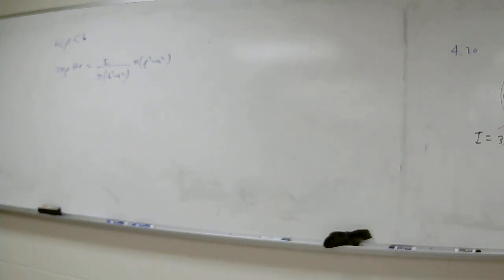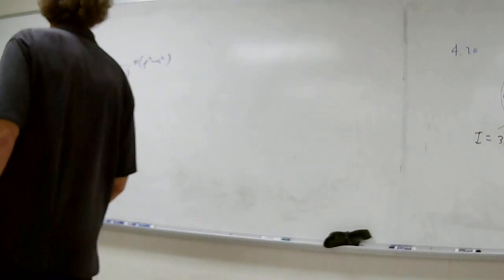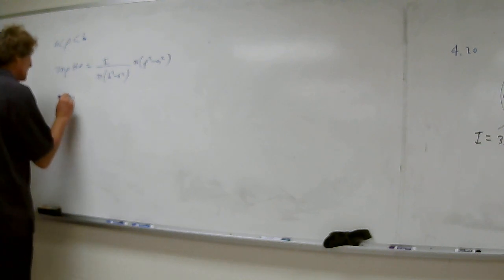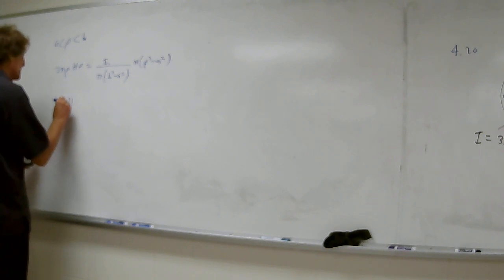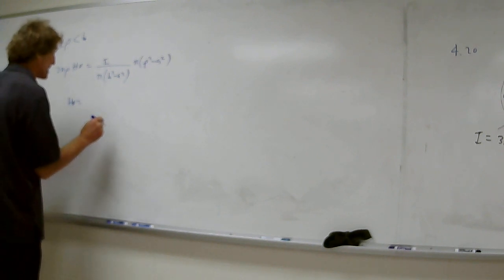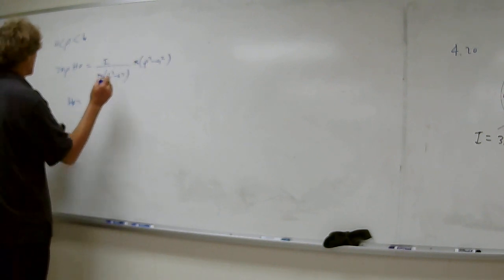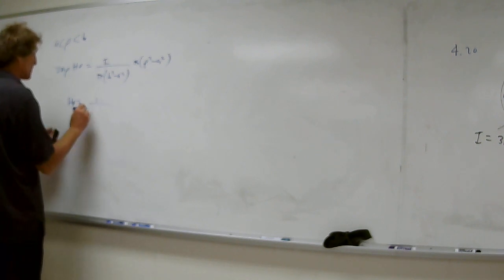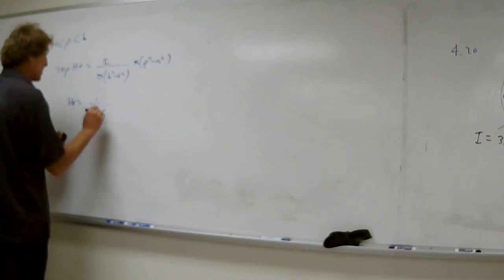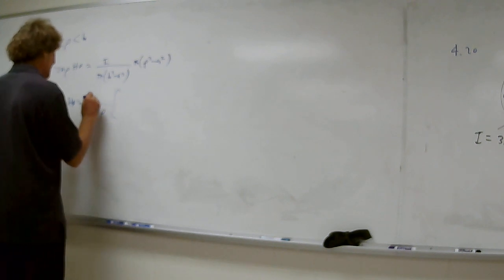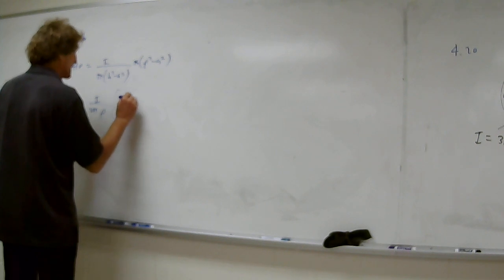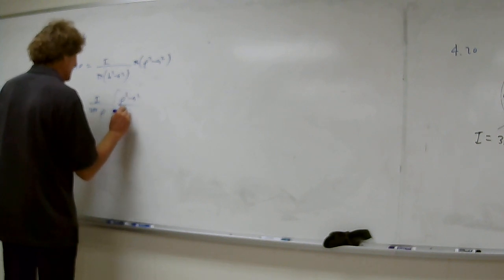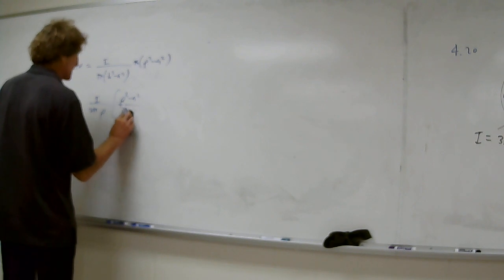Okay. Ready? So, that means H phi is what? You can cancel that, right? So I'm going to get 1 over 2 pi rho, times I over 2 pi rho, and then it's going to be rho squared minus a squared over b squared minus a squared.